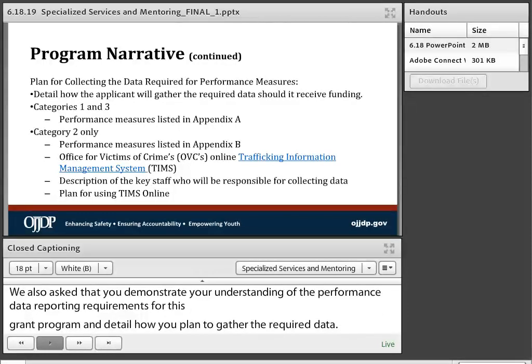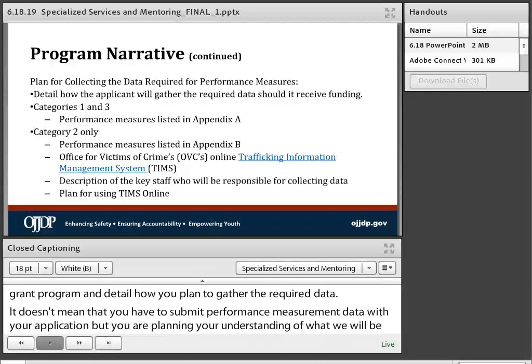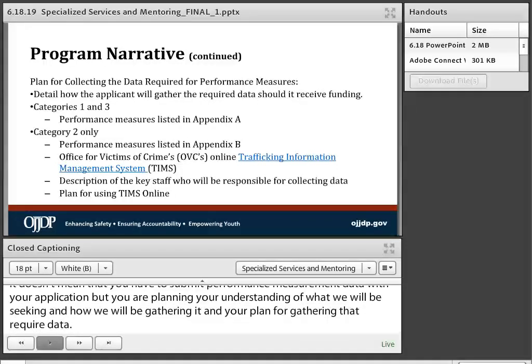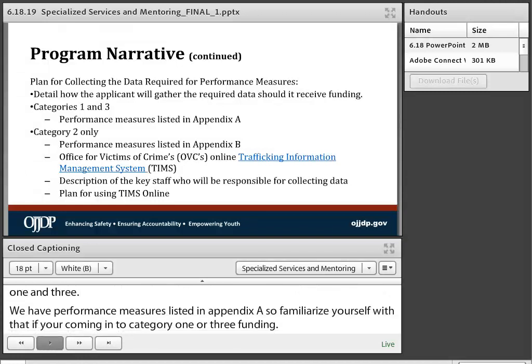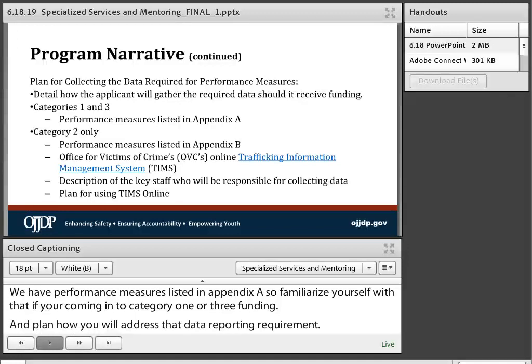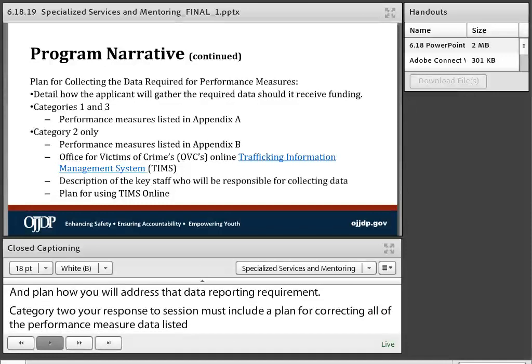This is where there are some distinctions between the categories. For Category 1 and 3, we have performance measures listed in Appendix A. So familiarize yourself with that if you're coming in for either Category 1 or Category 3 funding, and plan how you will address that data reporting requirement. For Category 2, your response to this section must include a plan for collecting all the performance measure data listed in Appendix B. So familiarize yourself with Appendix B, those data reporting requirements, and your plan for collecting that data.